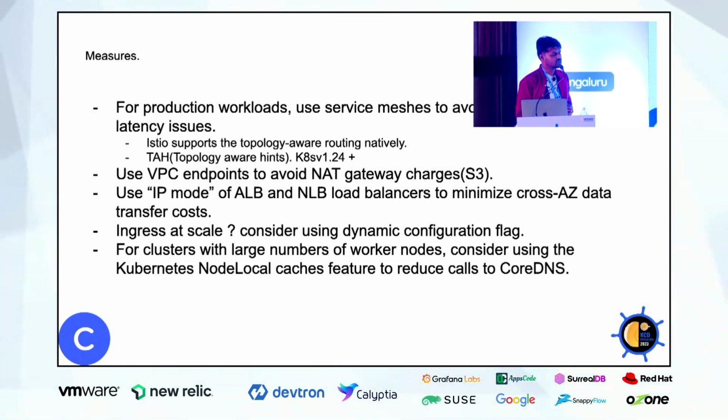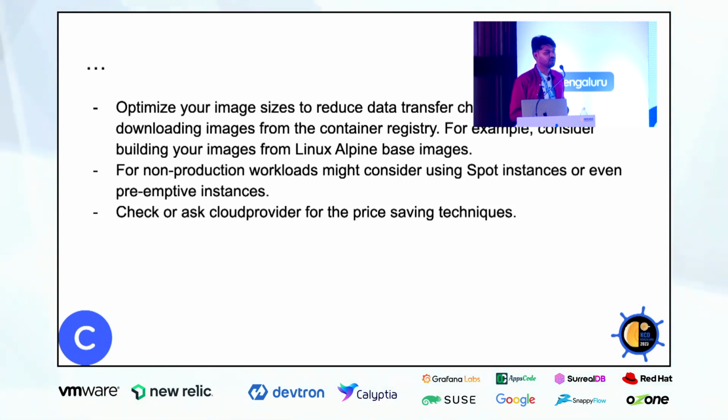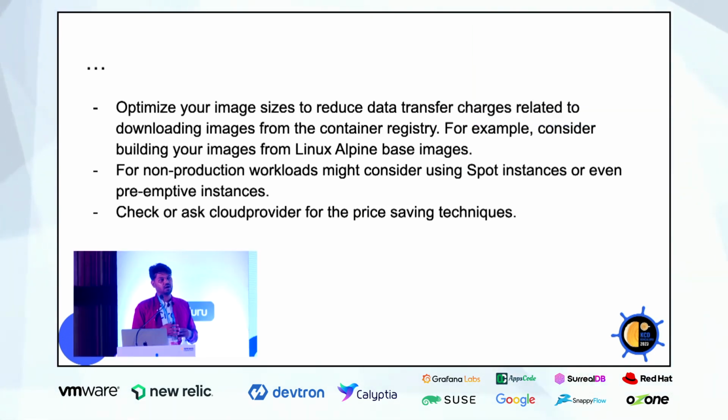And for clusters with a large number of worker nodes, consider using node local cache, so that you don't always make a request to CoreDNS. Yeah, so we have 1 minute left, so I'll just wrap it up. Then practicing Docker image optimization is one of the best practices. You just have to minimize the size of it, use images like Alpine and all.